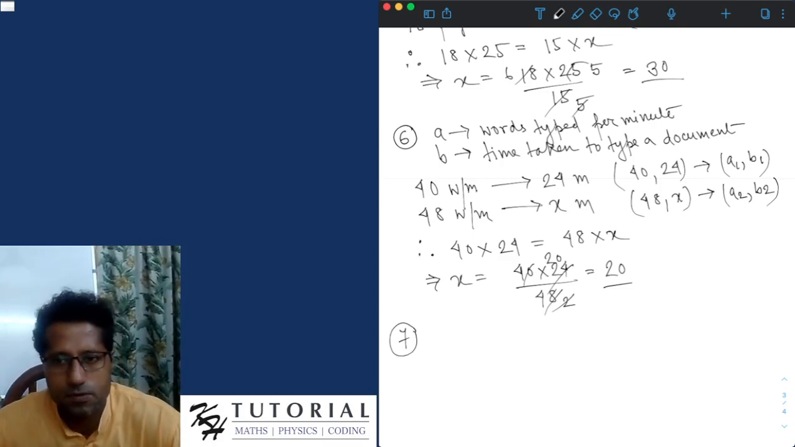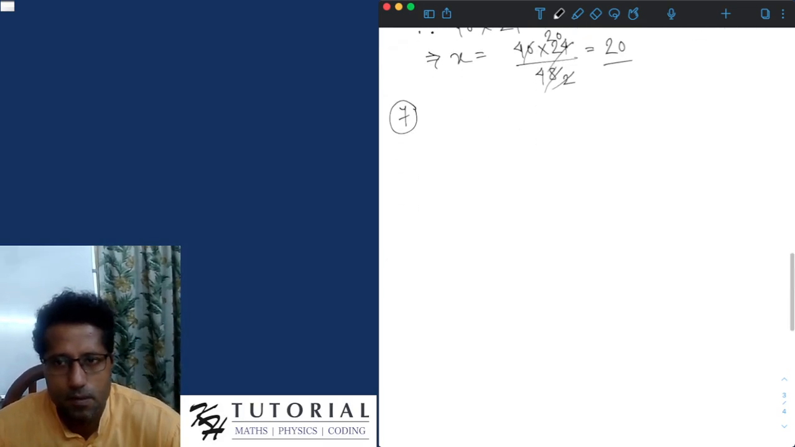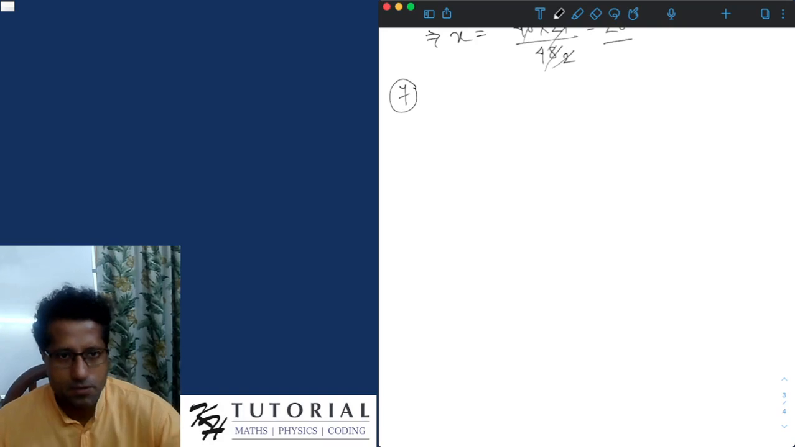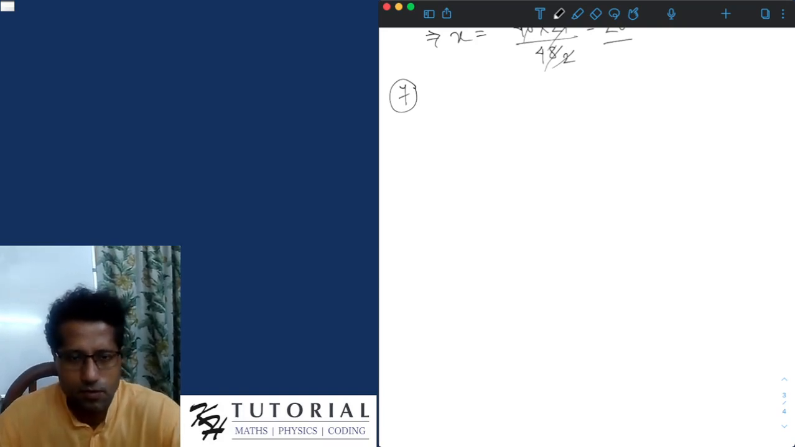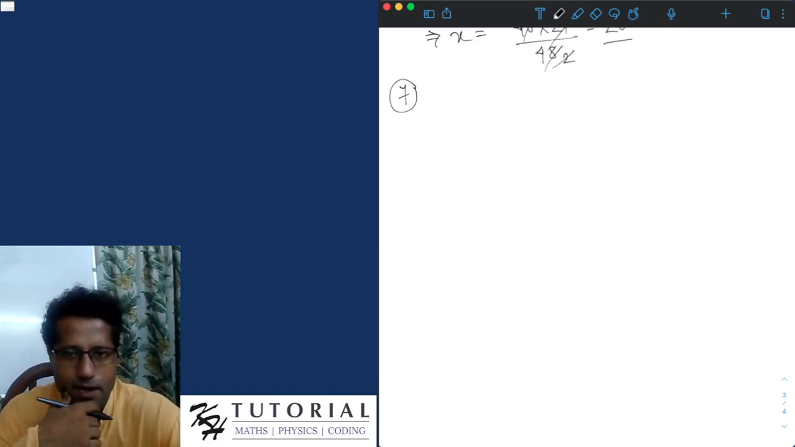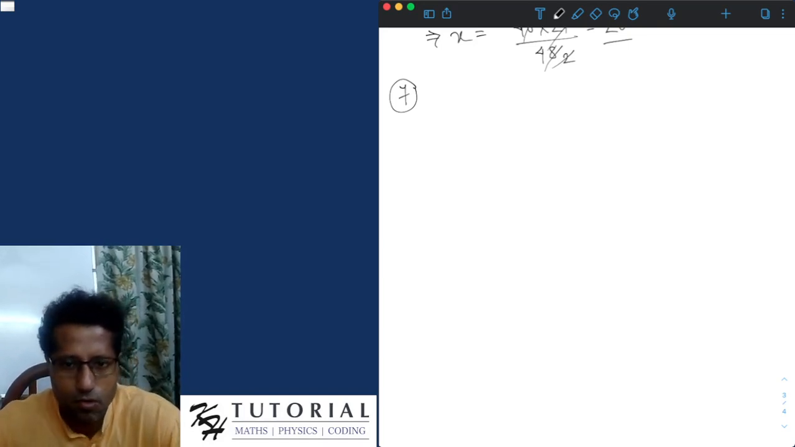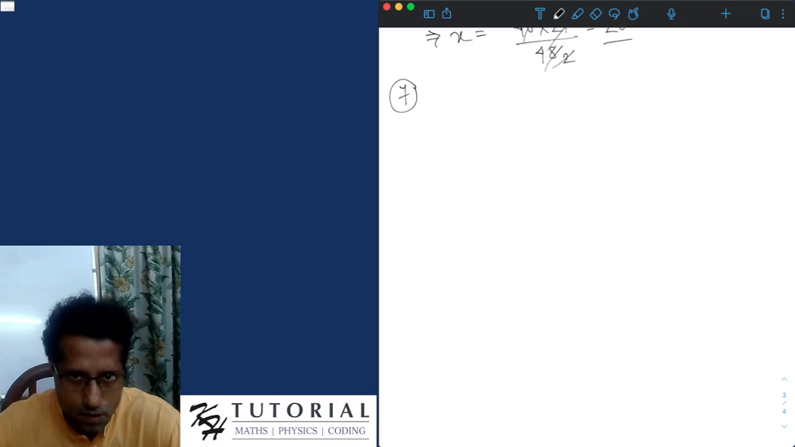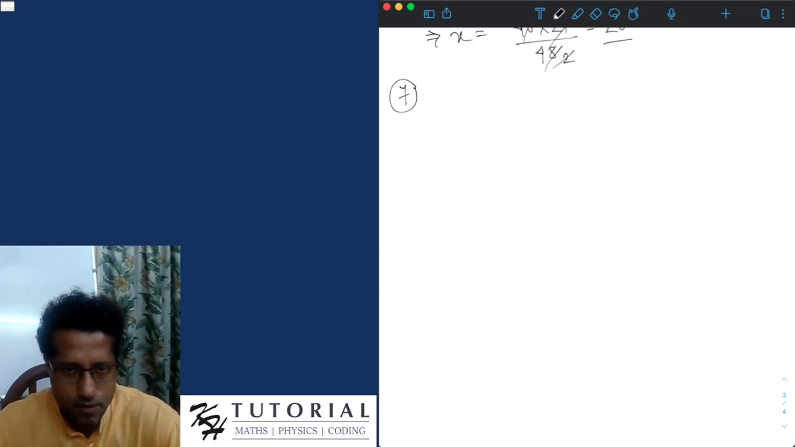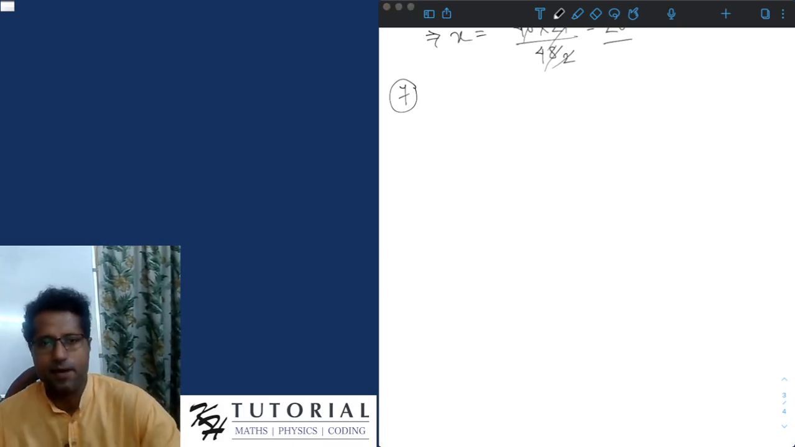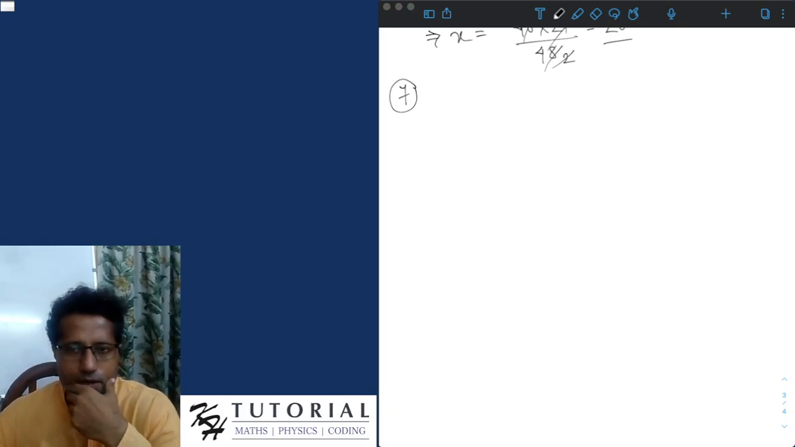Let's do problem number 7. A bus covers a certain distance in 3 hours 20 minutes at an average speed of 45 km per hour. How long will it take to cover the same distance at a speed of 36 km per hour? So this is regarding the speed and time that I explained as an example while discussing the concept of inverse variation.